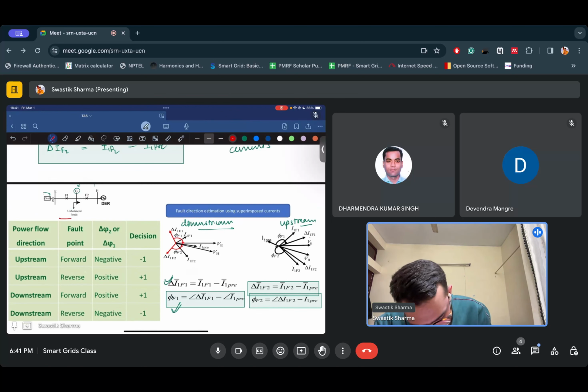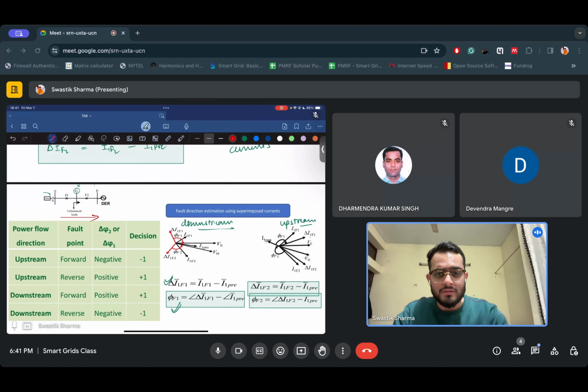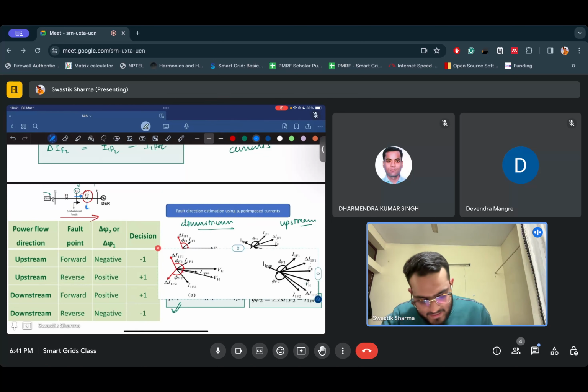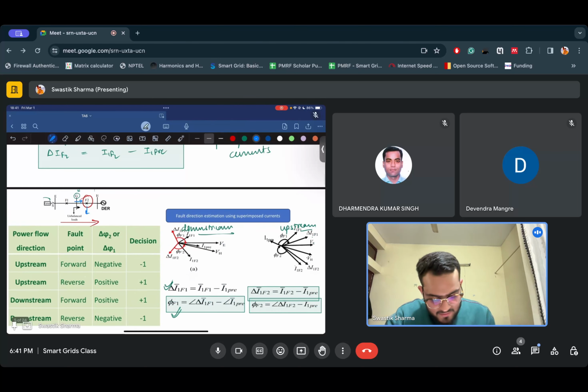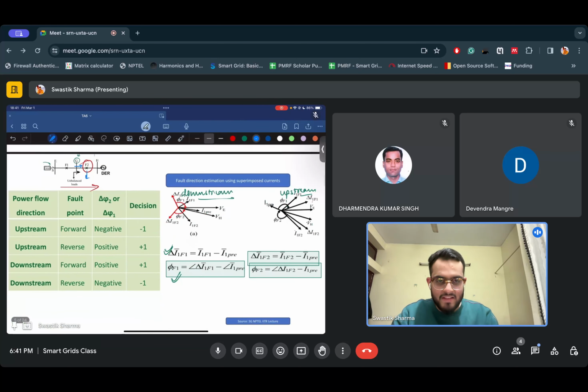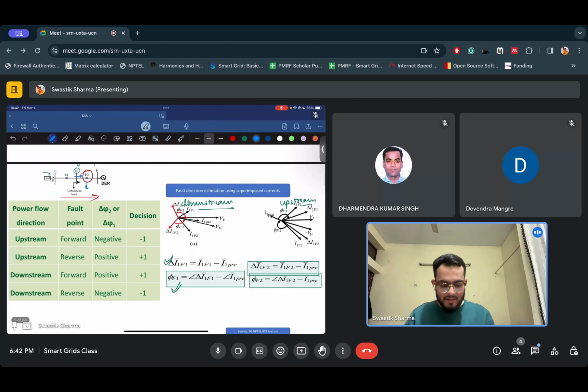Let me try this again. So originally the current was flowing like this. Now the fault at F2 happened. So the current will now stay the same. It will flow from G to H only, and it will go down here to the fault. So the current direction is not changing, but there will be a delta IF2 component, right? And if there is a delta IF2 component, how will phi F2 be? Will it lead or will it lag?